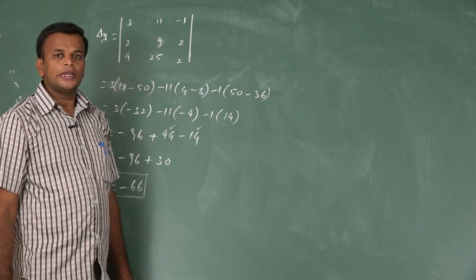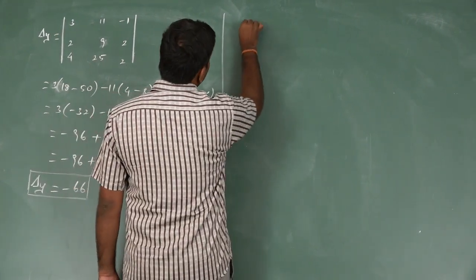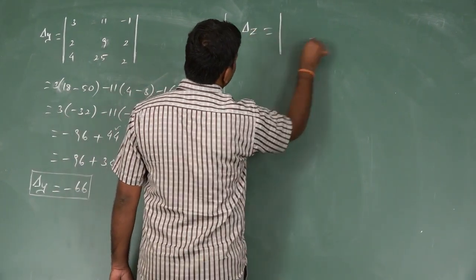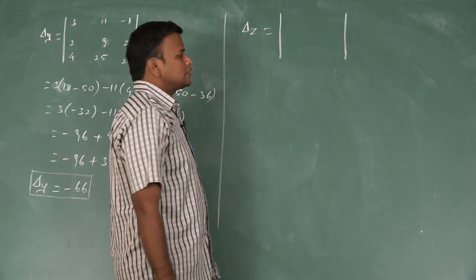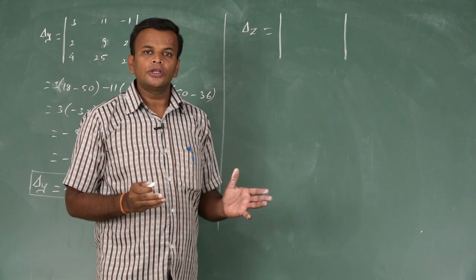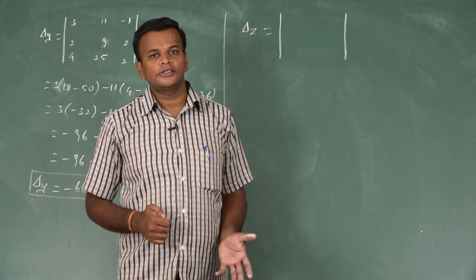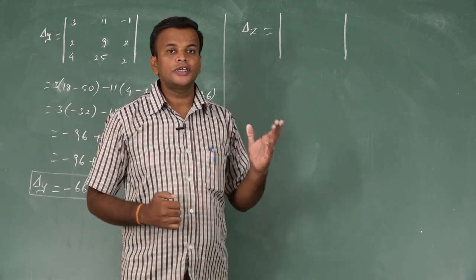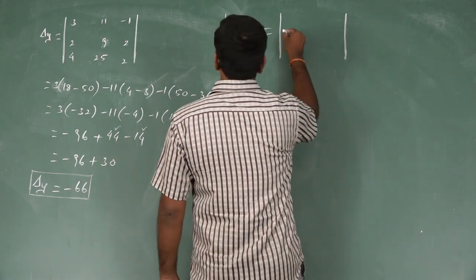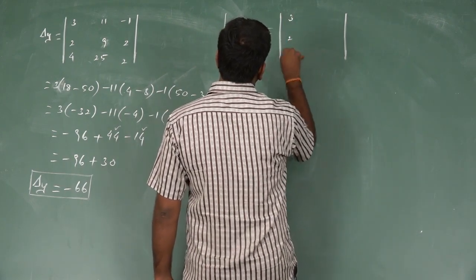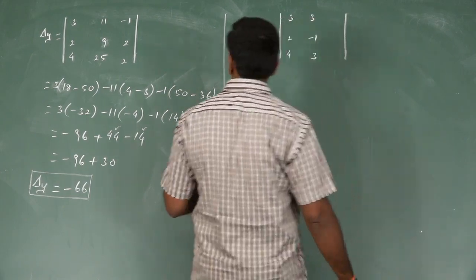Next, we find the value of del z. How to find the value of del z? From del, we remove the coefficient of z column and we enter the values of RHS. So the first two columns are no change in del. The first two columns of del are 3, 2, 4 and 3, minus 1, 3.